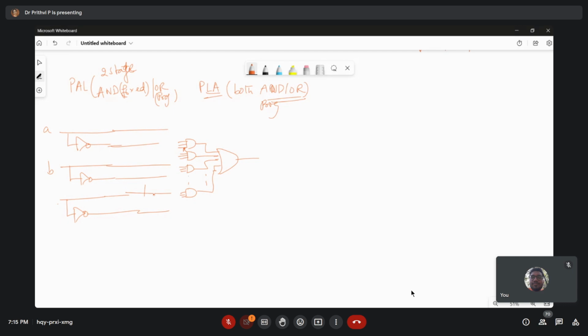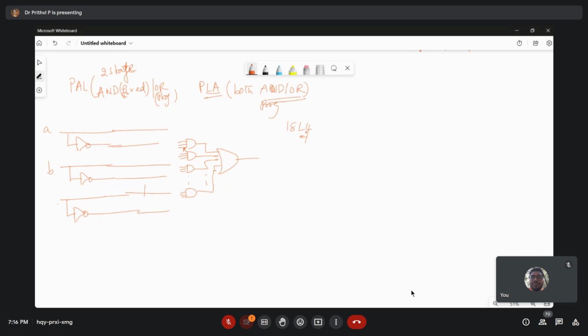So many types of PLAs and PALs are available. Something like 18L4 is one PAL, not PLA, sorry, PAL. L indicates active low, logic low. 18 indicates the number of inputs. Sorry, outputs. 4 indicates the number of inputs. That is the meaning.